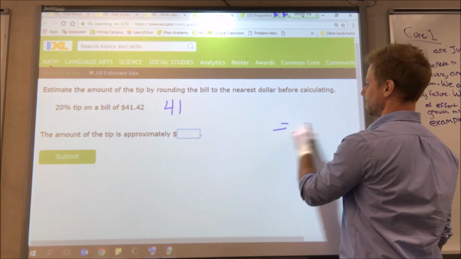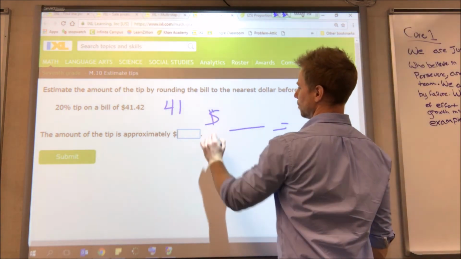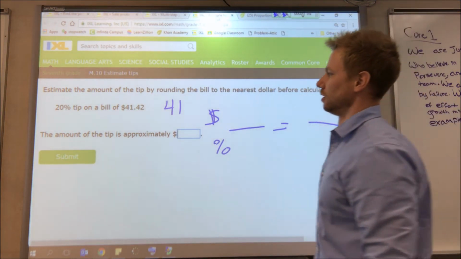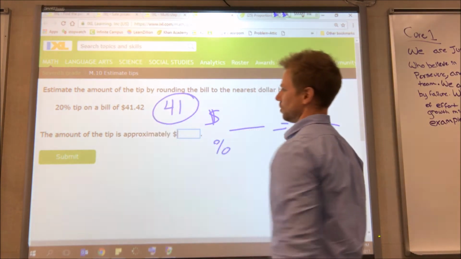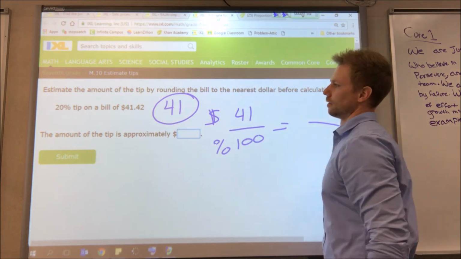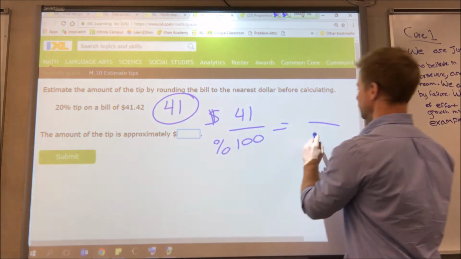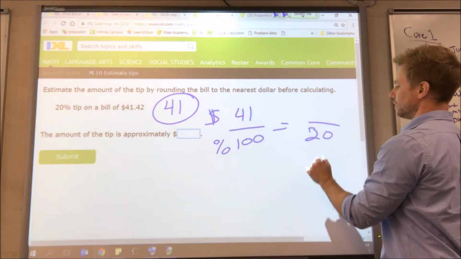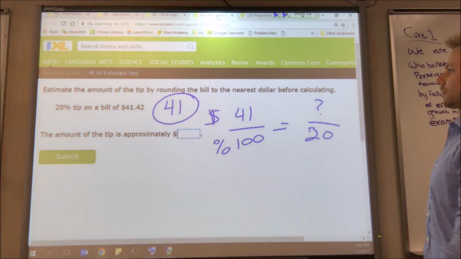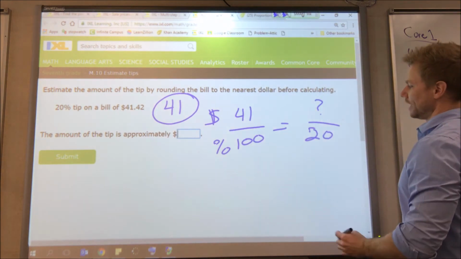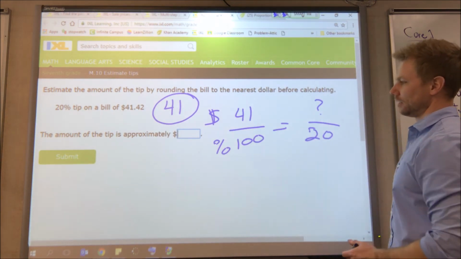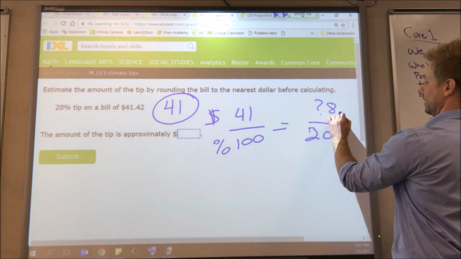Okay, then we will set up a proportion. Our labels are still money and percent in order to solve this. The 41 would be our original price, so we're starting from, that's 100%. We want a 20% tip, so we put 20 over here where the percents go. How much money is that? 41 times 20 is 820. Divide by 100, it's going to be $8.20.